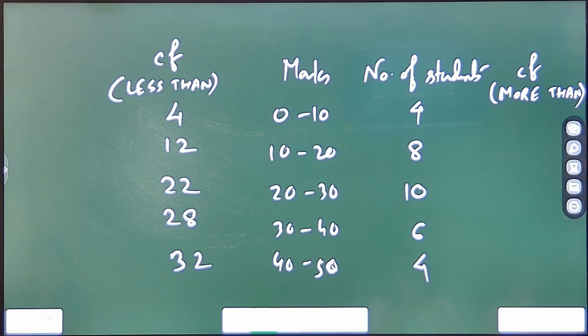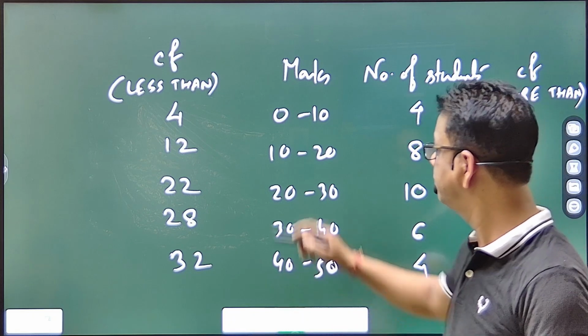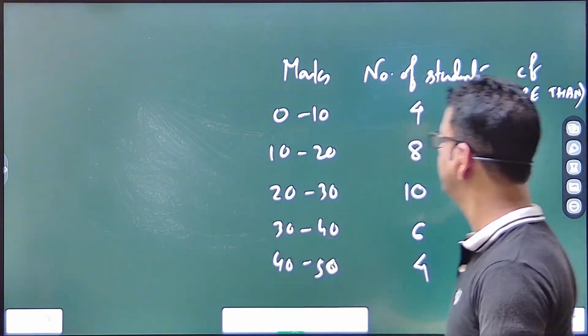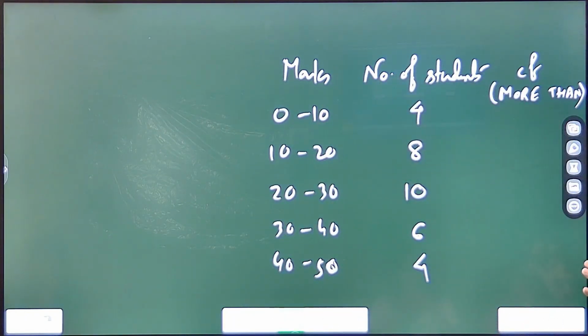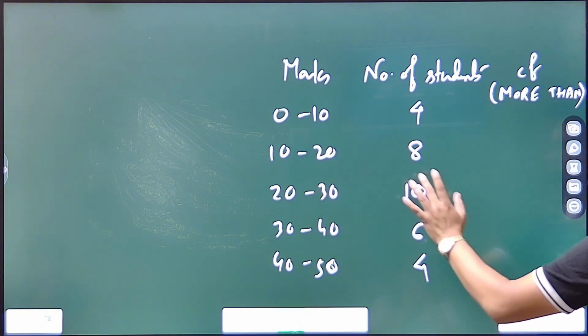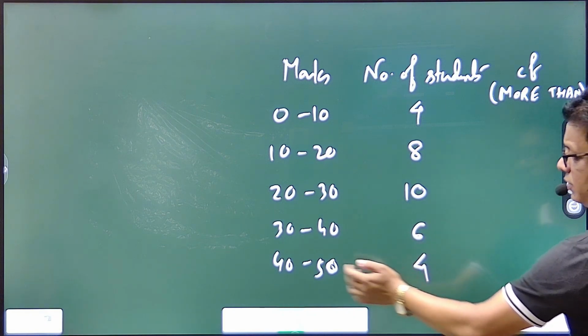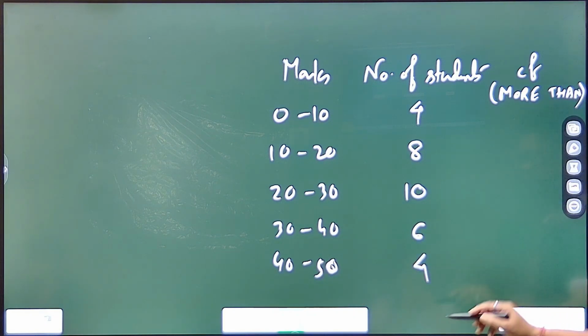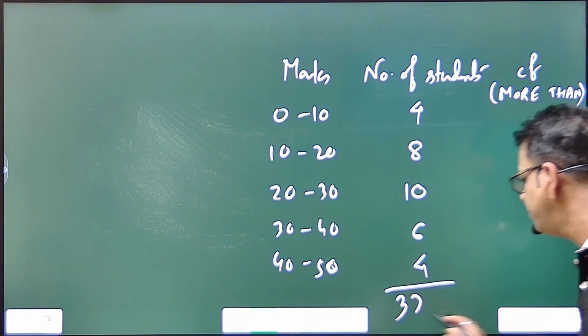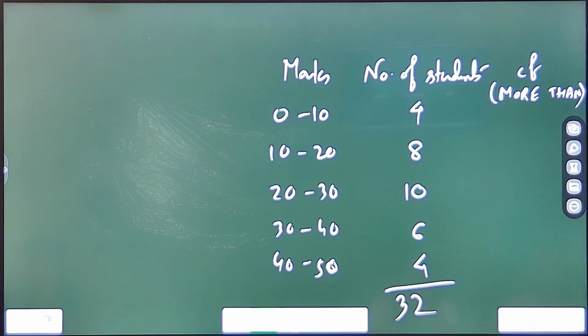Try to understand. So I erase the less than type because it will create confusion. Now tell me, 0 to 10, 4 students got it. 10 to 20, 8 students. From 20 to 30, 10 students. 30 to 40, 6 students. 40 to 50, 4 students. And this total we got how much? 32. Okay. Now my question is, how many students got more than 0?